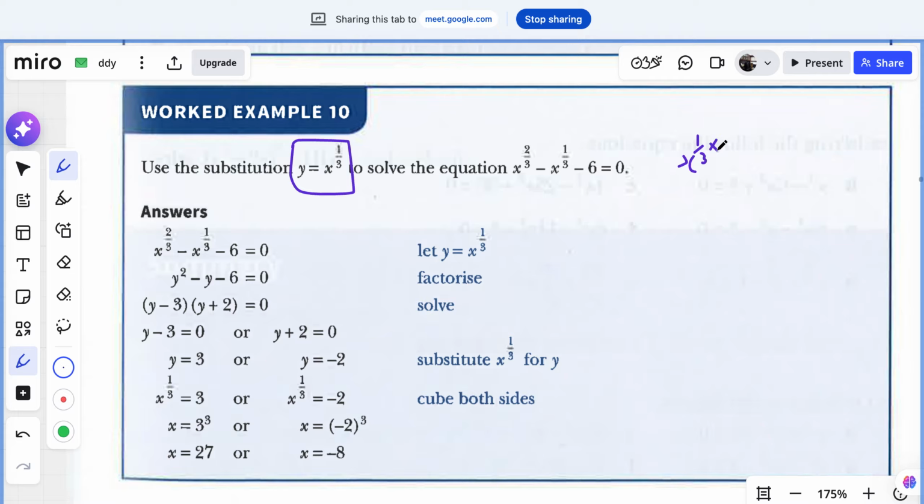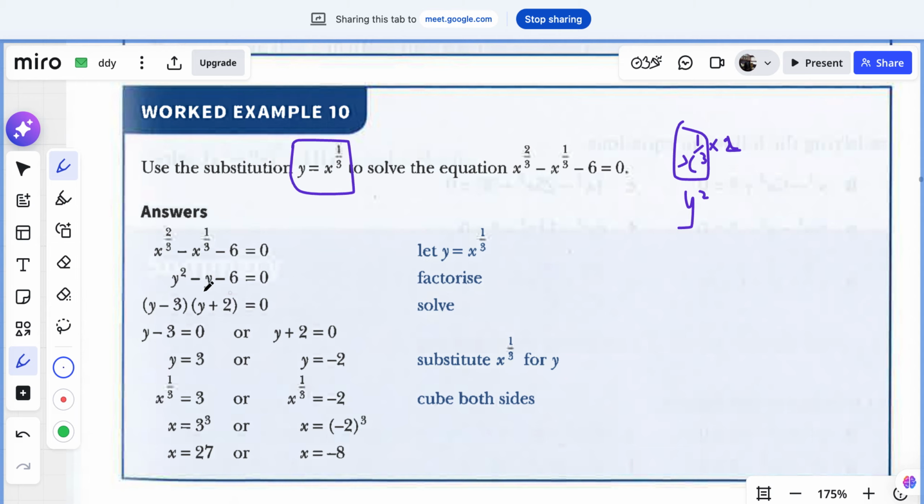2 over 3 means I take the 2 separate out, so that this one can become y times 2, because 2 times 1 over 3 is 2 over 3 again. So it's like I just break this one out. They say y is x to the power of 1 over 3, so I can call this one y. And if I call this one y, it will become y squared. So I replace here, meaning here I have y squared instead of x to the power of 2 over 3. And this one is y, because they say y equals x to the power of 1 over 3. And then you say minus 6 equals 0.